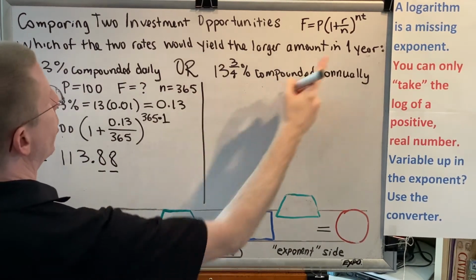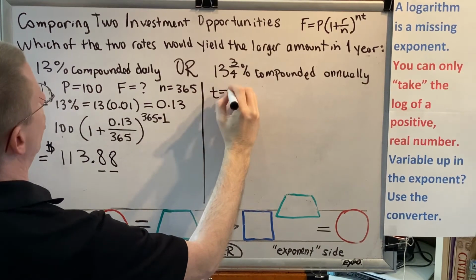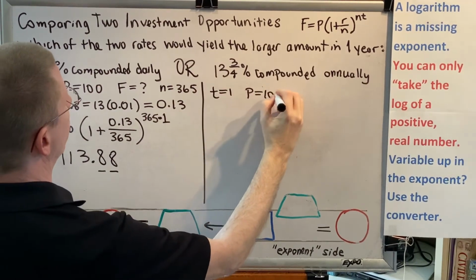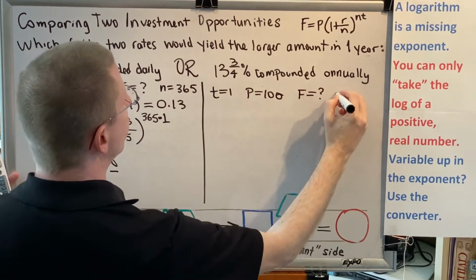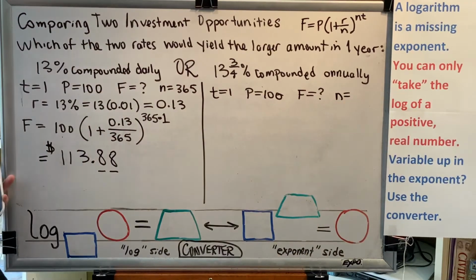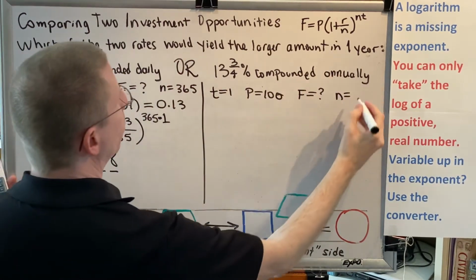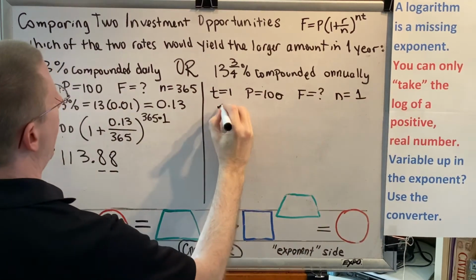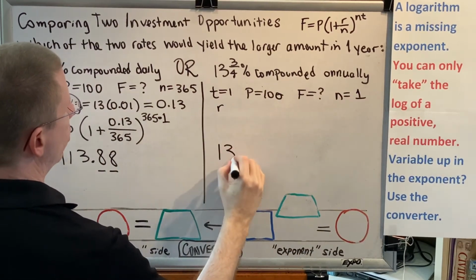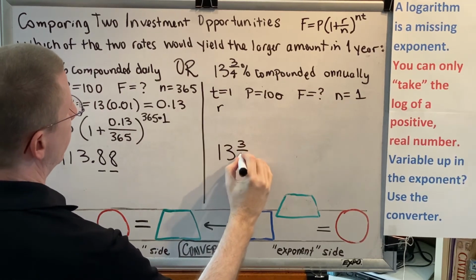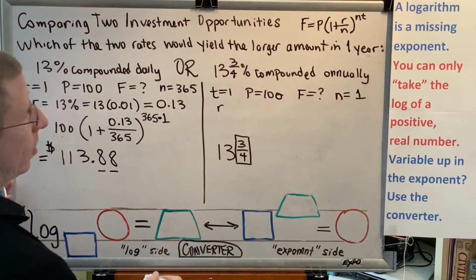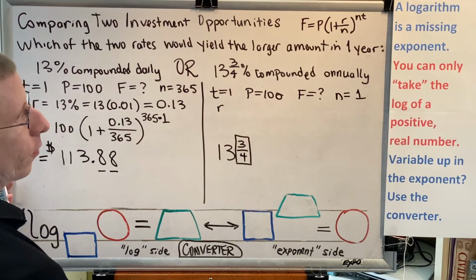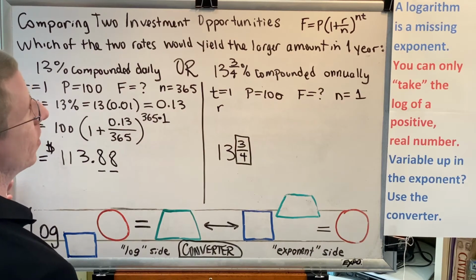For this one, we're also investing for 1 year, so T is equal to 1. We are also investing $100. We are also trying to figure out how much money we'll have in the future. But what has changed is the value of N and the interest rate. Compounded annually means N is equal to 1, and the rate is 13.75%. The easiest way to convert this to a decimal is to recognize that 3/4 is 0.75. Just like 3 quarters is 75 cents, the fraction 3/4 is 0.75.